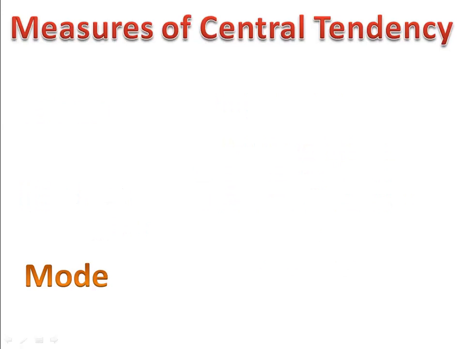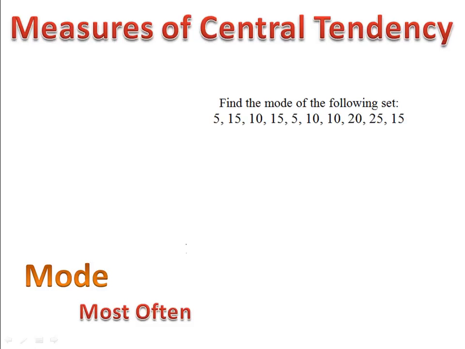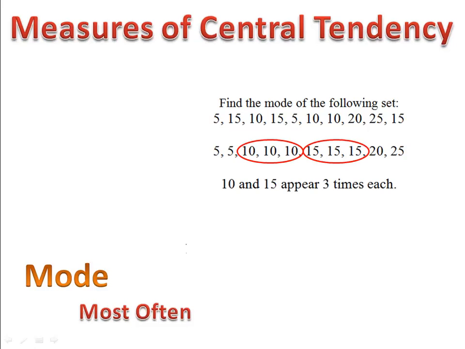Finally, we can't forget the mode. The mode is simply which one happens the most often. When we're looking for the mode, we list our numbers from smallest to biggest and then count which one has the greatest frequency. Here, the number 10 appears 3 times, and the number 15 also appears 3 times. In this case, we have 2 modes. The modes are 10 and 15.